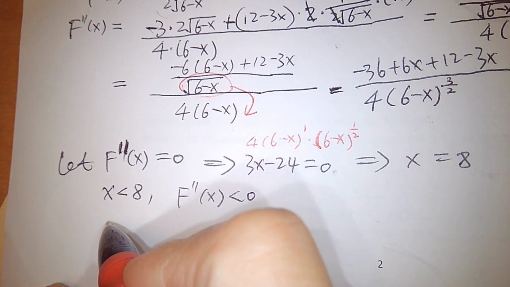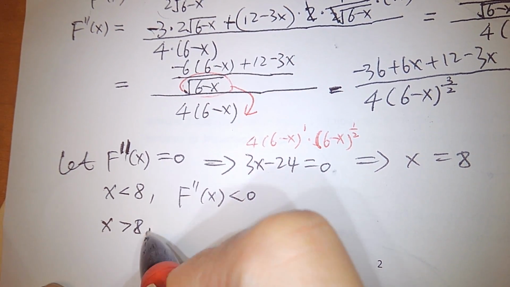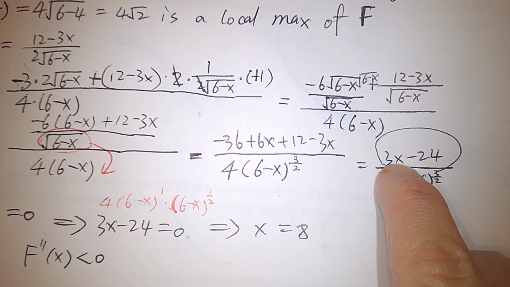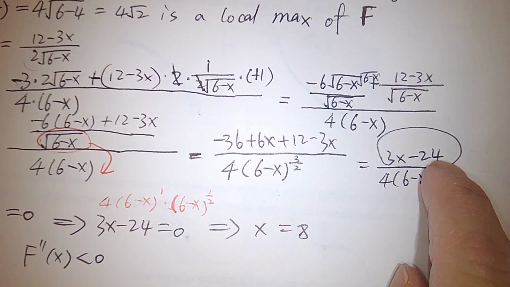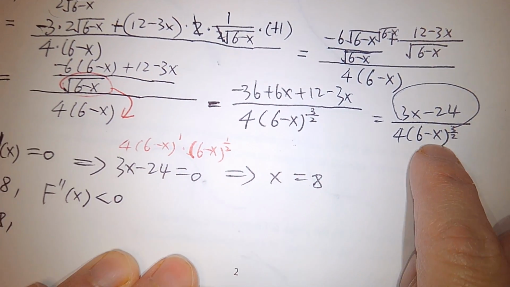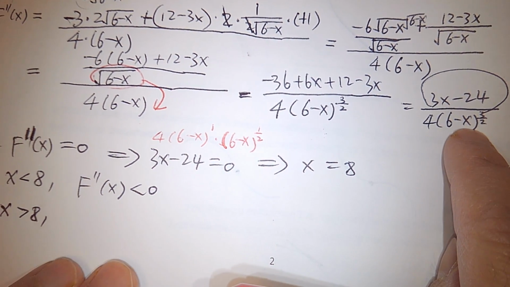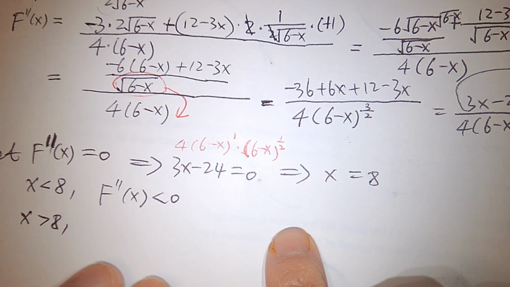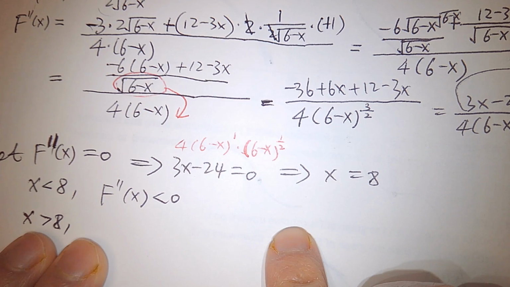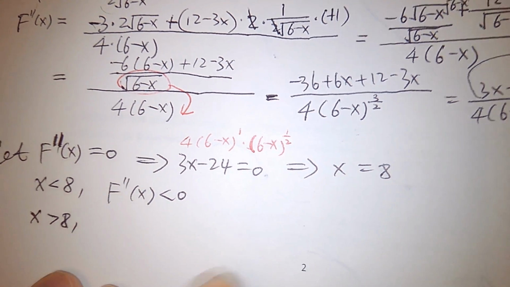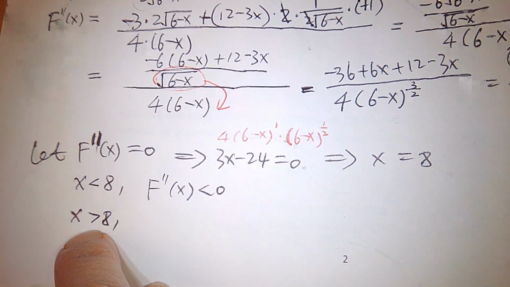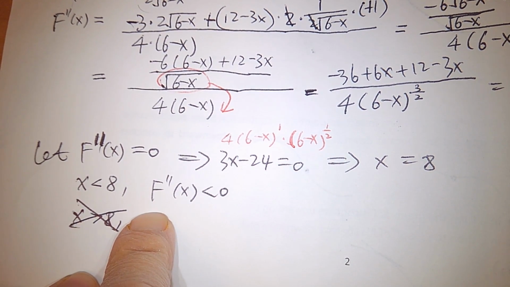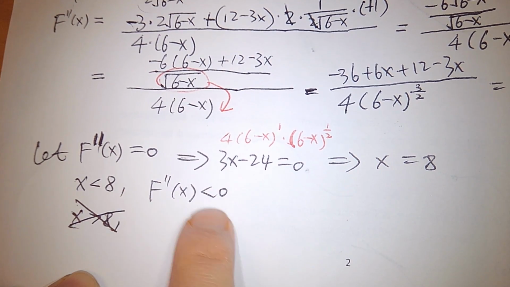Okay. And when x is greater than 8, choose any test point, say x equals 10. 3 times 10 is 30, minus 24, positive. But what is 6 minus 10? We don't have to worry about it, because the domain of the function requires x to be less than or equal to 6. So there's no case to worry about when x is greater than 8. So on the entire domain, f prime prime is less than 0.